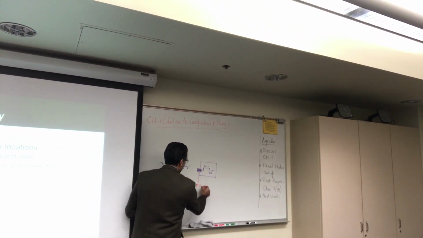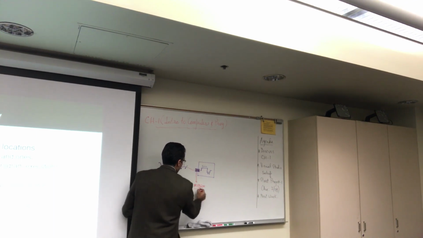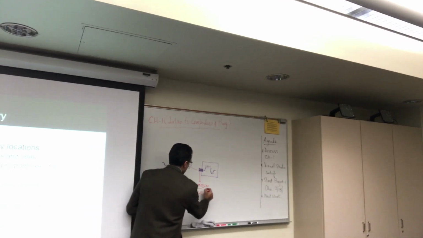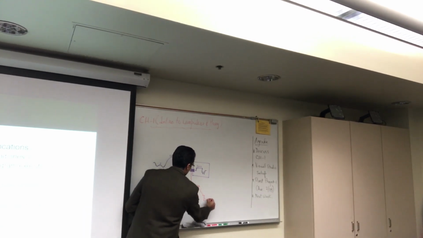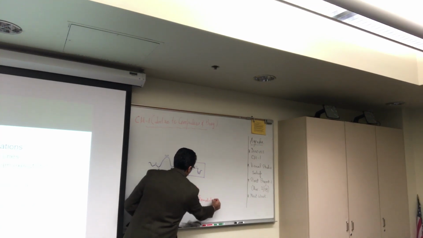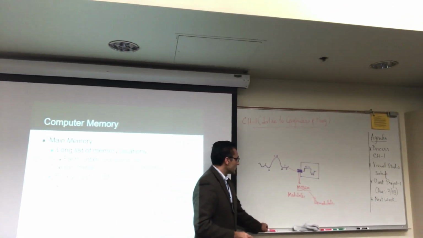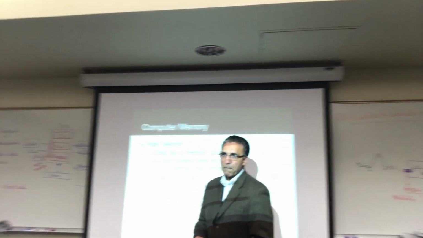So this is our modem. Your modem takes this signal and modulates. MO for modulate and DEM for demodulate. Basically it converts your analog signal into digital and digital signal into analog signal. So that's how we get the word modem.